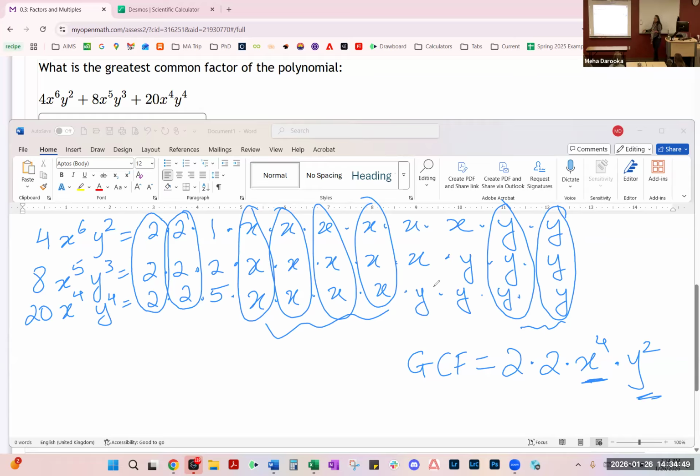So you can expand out your x and y, but it still gets you to the same result. So for the x and y or any of the variables, go with the smallest exponent. But then as far as the numbers are concerned, only go with those that are common to all 3. And then whatever is not common, you leave it out. So then when we multiply this, of course, we will end up with a GCF of 2 times 2 is 4, x to the 4th, y to the 2nd.